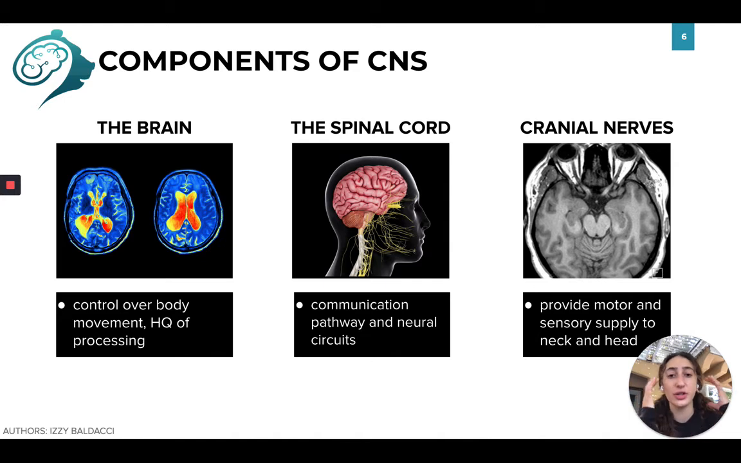So we have these neural circuits up in the brain, and they are relayed through the spinal cord, which connects the brain to the rest of the body. And then we have cranial nerves, which provide motor and sensory supply to the neck and head. So these kind of play into the back right here.